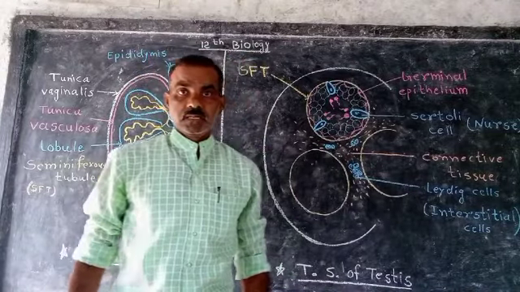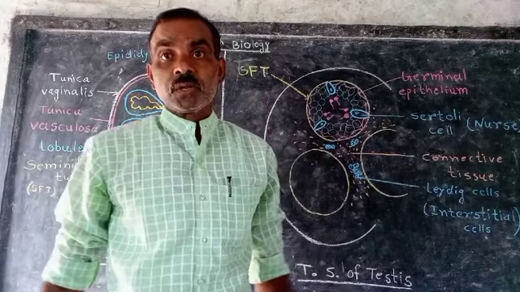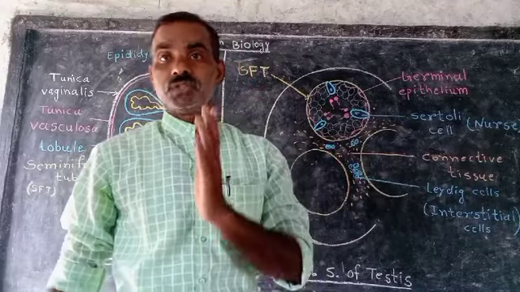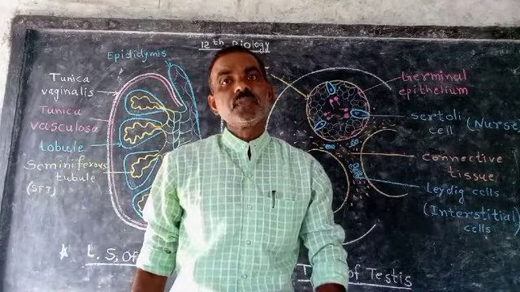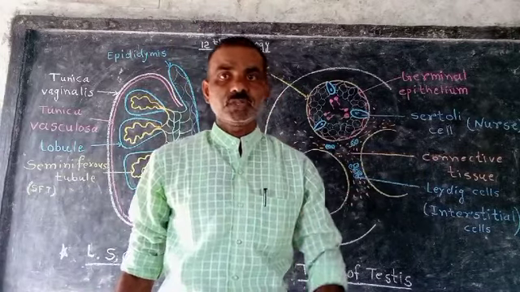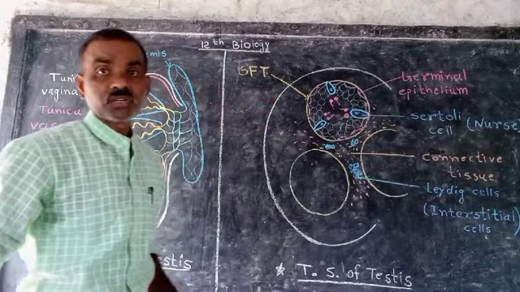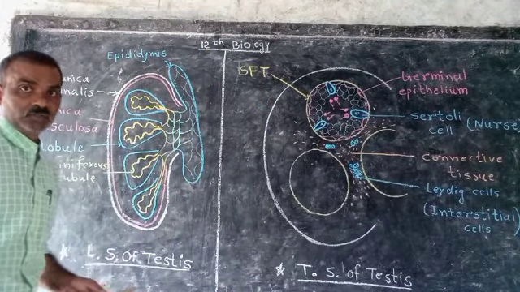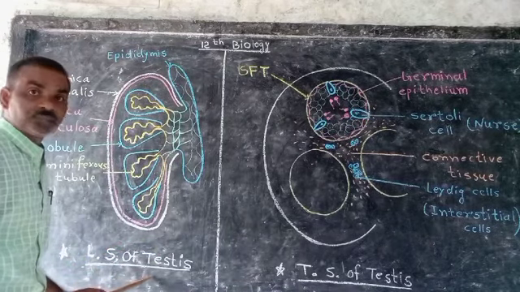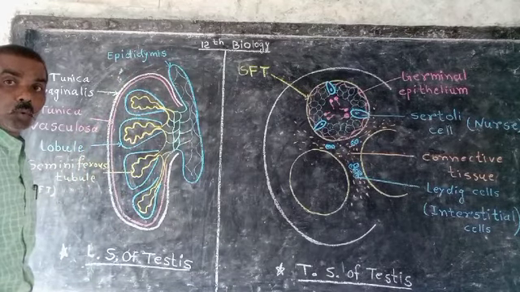Now the testes produce the male gamete, sperm. Now what does the testis look like in longitudinal section, LS, and in transverse section, TS? First we will study the LS, longitudinal section of testes. Here is the LS of testes. The testis is oval in shape.